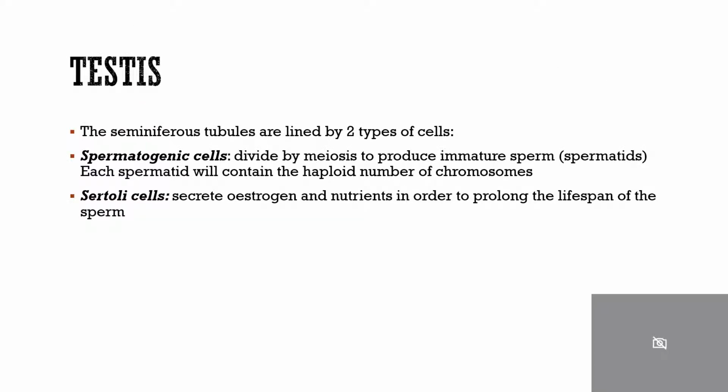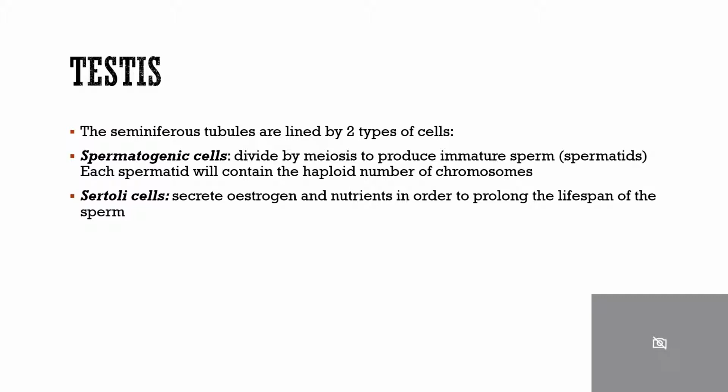The testes. The seminiferous tubules are lined by 2 types of cells. Spermatogenic cells divide by meiosis to produce immature sperm or spermatids. Each spermatid will contain the haploid number of chromosomes. The Sertoli cells secrete estrogen and nutrients in order to prolong the lifespan of the sperm.